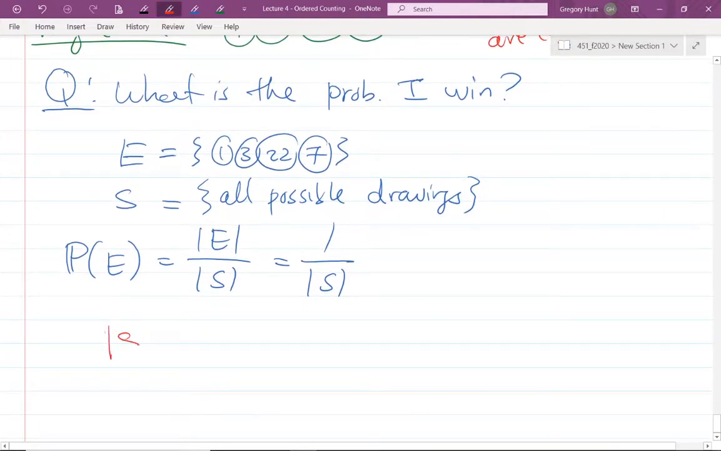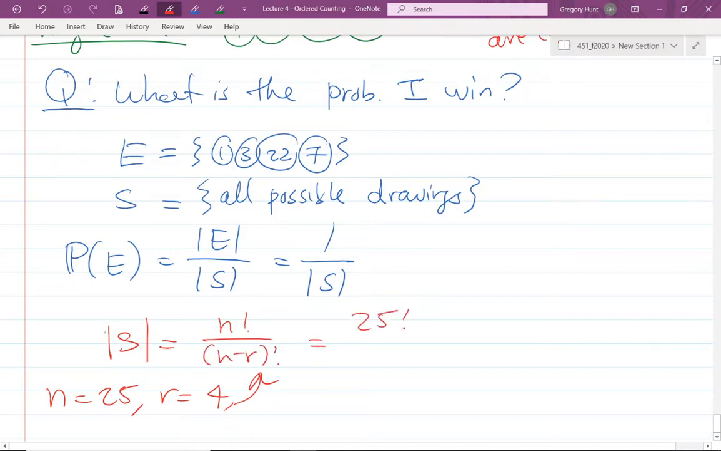And so our theorem says that the number of ways I can sample 4 balls, where n is 25 and we take a sample of 4, we care about ordering, and we don't replace, is n factorial over n minus r factorial, 25 factorial over 25 minus 4 factorial. So what's that? It's 25 times 24 times 23 times 22.